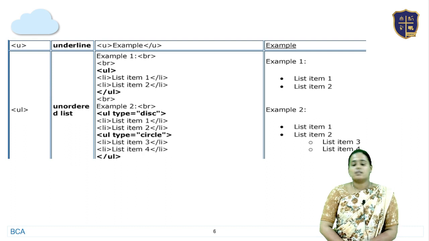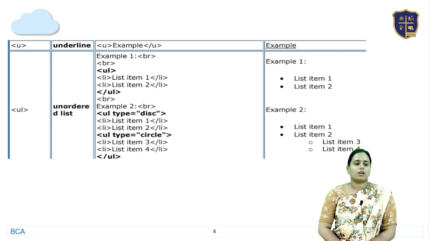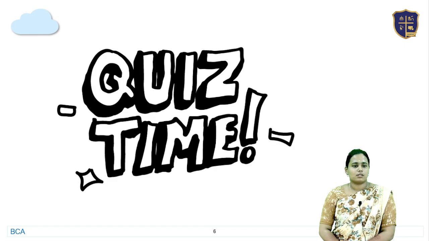As I already said, lists are divided into 2 types: ordered list and unordered list. UL represents unordered list, the tag name is unordered list. This is the example for unordered list.